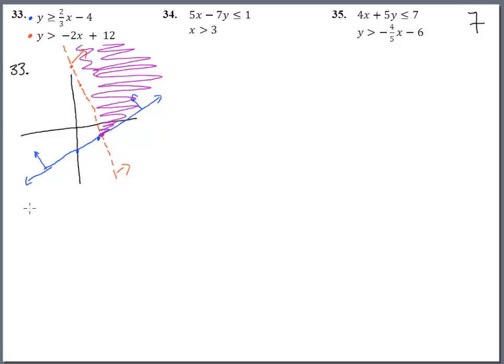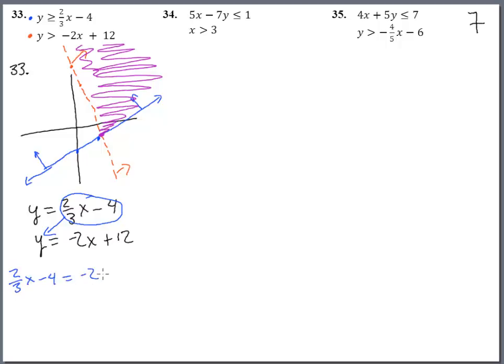So we are solving the system of equations y equals 2/3 x minus 4 and y equals -2x plus 12. Y is already by itself, so it looks like substitution is a good fair bet here. We'll stick that guy in right there. We get 2/3 x minus 4 equals -2x plus 12. Let's multiply everything by 3 to get rid of the fractions, just to make it look a little bit nicer.